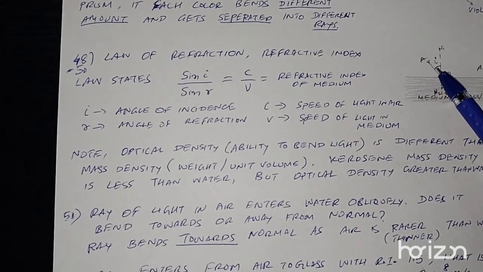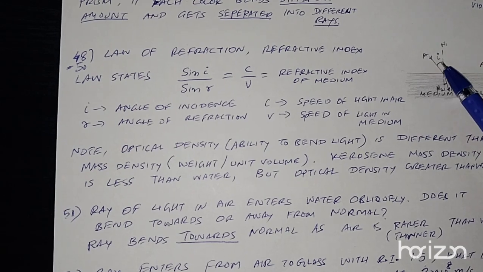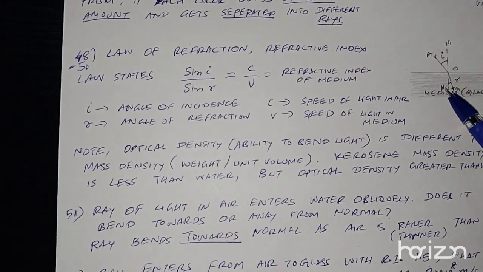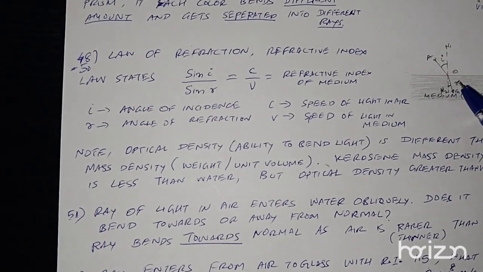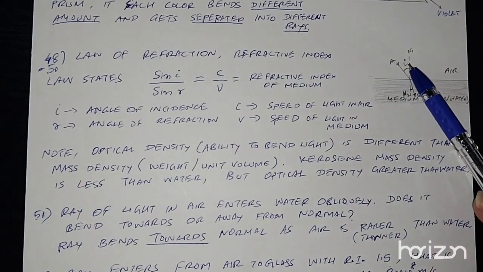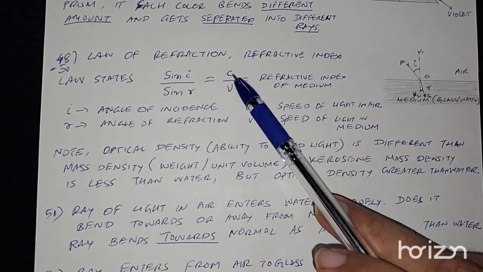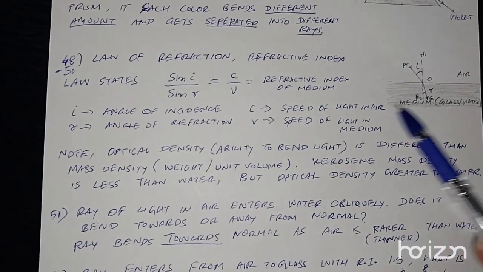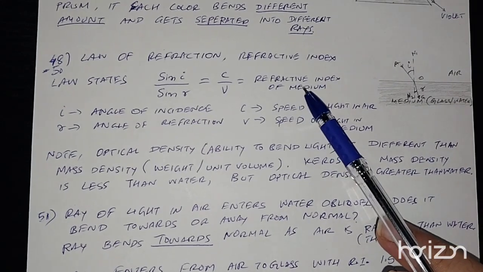Now there are two angles to consider: the angle AON1, which is the angle of incidence, and the angle RON2, which is the angle of refraction. So the law of refraction says sine of i divided by sine of r is equal to the speed of light in air divided by the speed of light in the medium, and this ratio is called the refractive index of the medium.